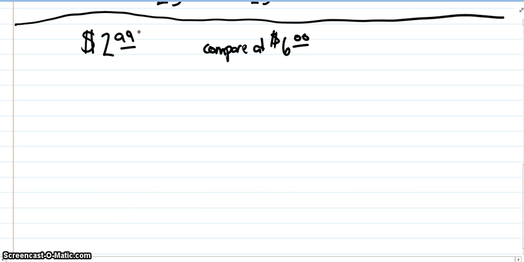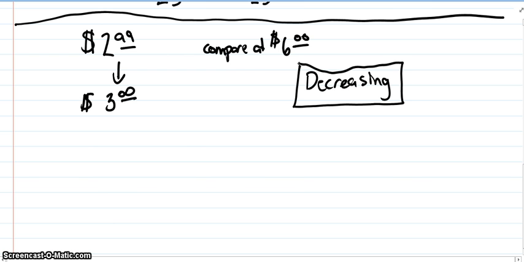Now 1 cent isn't going to make a huge difference, so let's just turn this into $3. So let's see what the markdown was, or the decrease. So with our formula, which was the amount of increase or decrease over the original amount. And sorry, I read my price tag wrong, and this was compare at $8, not 6. So I'm going to switch this to 8.